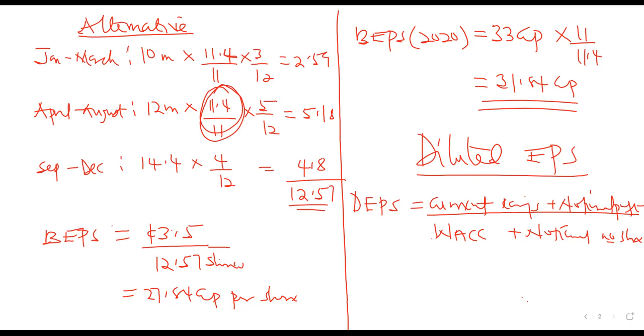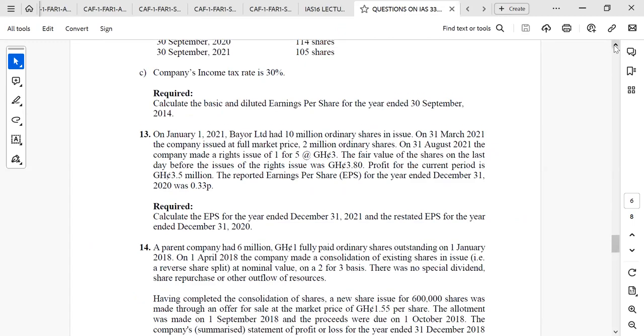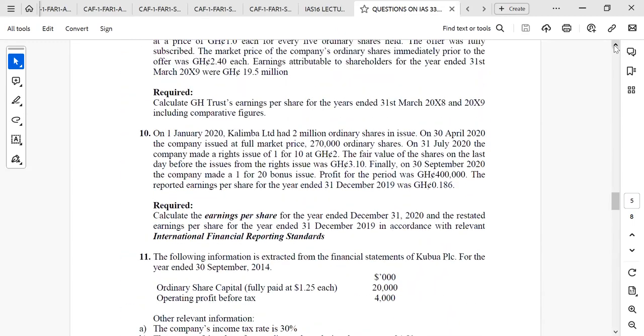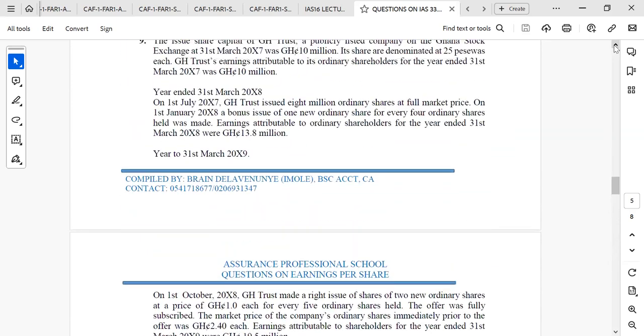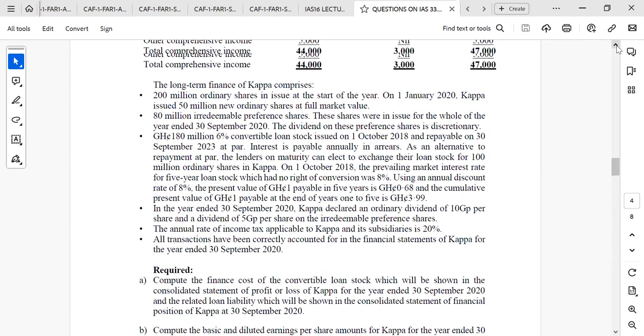Okay, so we don't have much time. Let's try and see whether we can pick two questions on options. I have a question on options here. So let me try.